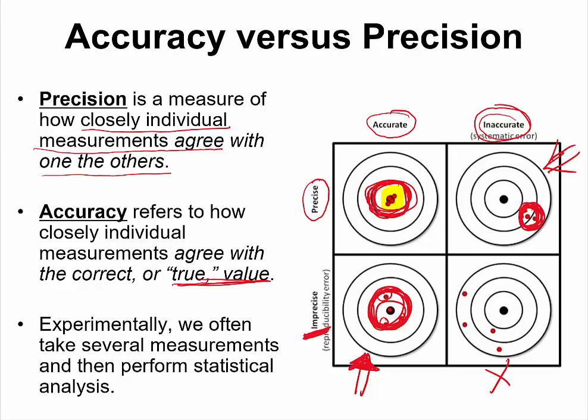In the last figure here, as you can see, all the darts are all over the place and they did not hit the bullseye. So they are not accurate and they are not in agreement with one another. They are not precise. So not accurate and not precise. That is the worst that we can get in a lab.